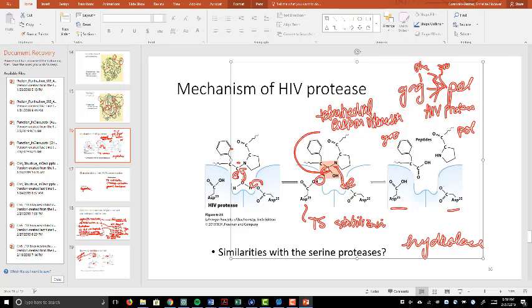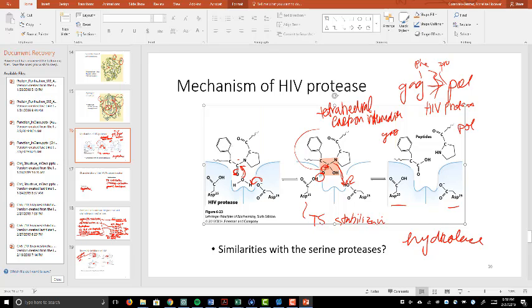But what's the aspartate on the left doing? So it is not. Those dash bonds mean hydrogen bonding. So aspartate 25, one of the main differences between HIV protease and chymotrypsin is that HIV protease literally looks like the second half of the chymotrypsin mechanism, and that aspartate 25 is playing the role of histidine.